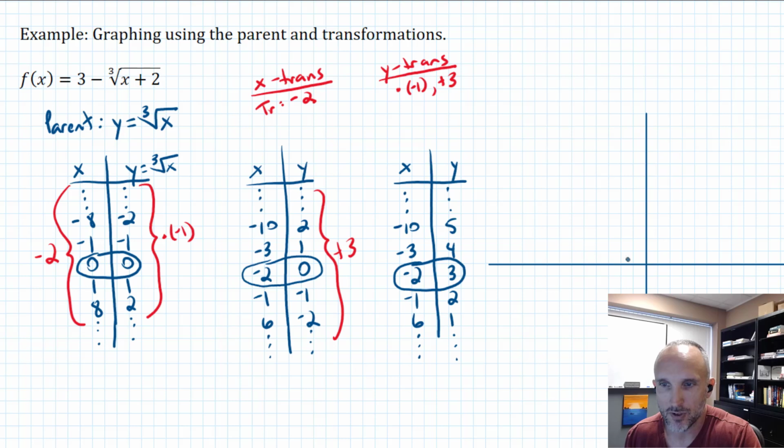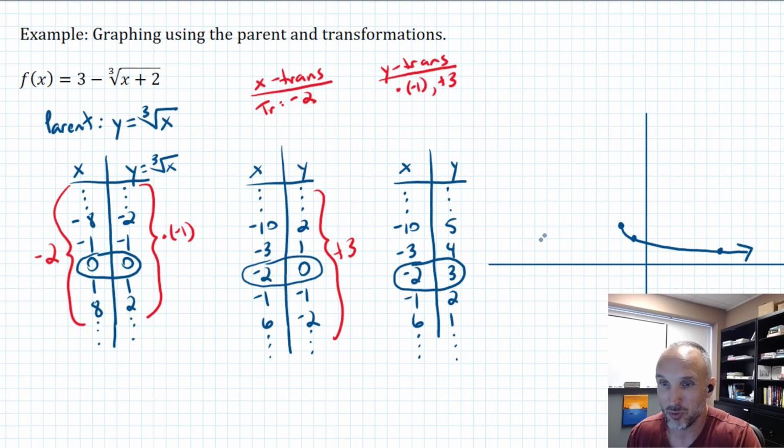Let's graph our reference point first. -2, 3 is up here. -1, 2 is here, and then 6, 1. So 1, 2, 3, 4, 5, 6, 1 is there. Yeah, so we can see how this is a cube root function. It's been flipped over because of this multiplication by -1 on the y and the y transformations.